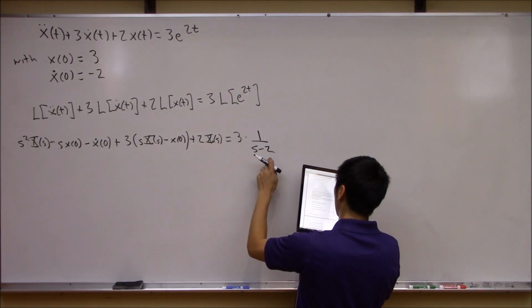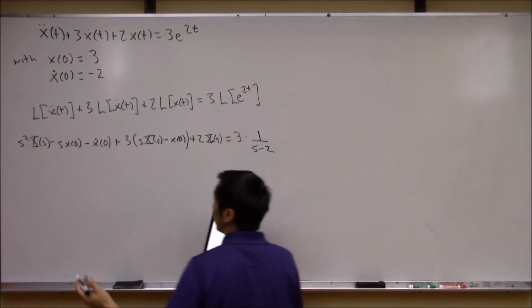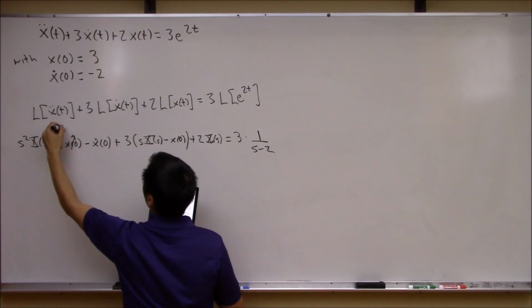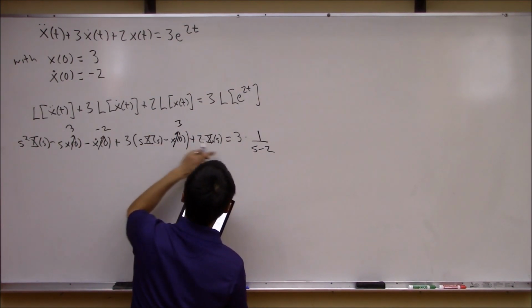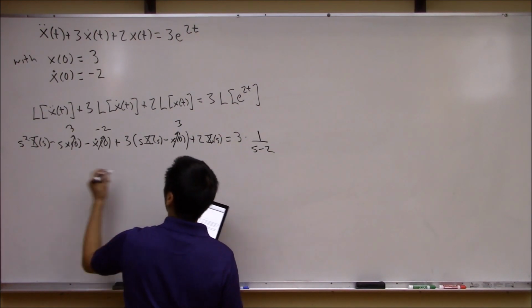3 over s minus 2. That's what you end up with, okay? So now all we've got to do is plug in the initial conditions. So this here is 3, this is -2, and this here is 3. And again, you see, we end up with an algebraic expression for X(s). So I go ahead and solve that, guys.